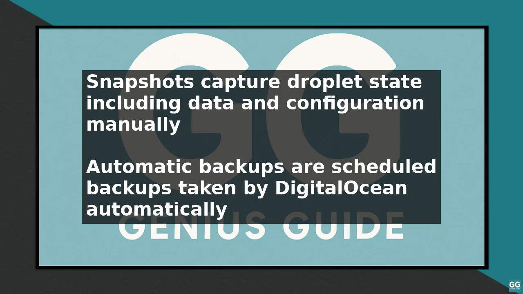an issue. To enable automatic backups, navigate to the Droplet Settings page and click on the Backups tab. Toggle the switch next to Enable Automatic Backups to enable this feature. You can also configure the backup schedule and retention period to suit your needs.